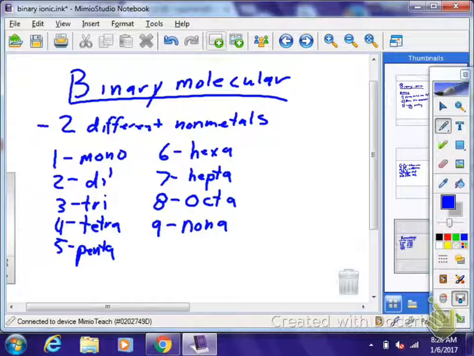N-O-N-A, nona. And then 10 is what? You guys know that one. 10 years is a decade. So deca. Most of those you know from doing geometry, in that you know the sided figures, and you can kind of figure out what it's going to be based upon that. So some memorization, maybe not.